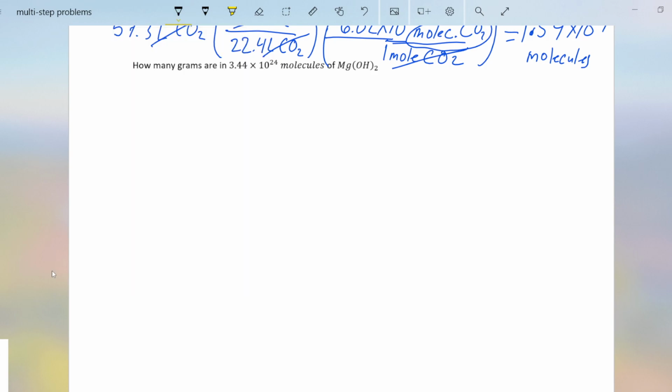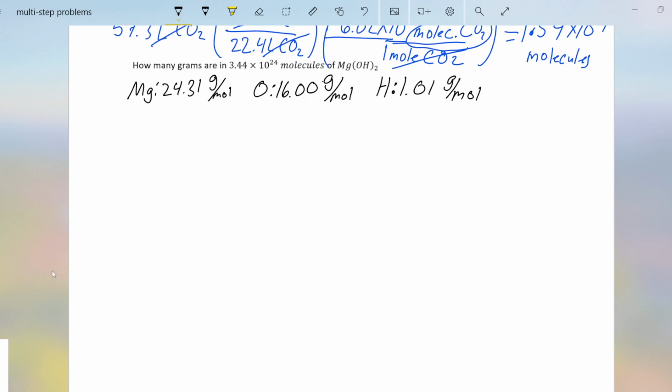So the molar mass of this one, I have magnesium, Mg, at 24.31 grams per mole. I have oxygen at 16.00 grams per mole. And I have hydrogen at 1.01 grams per mole.